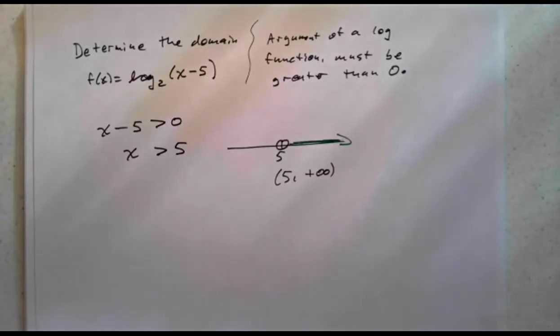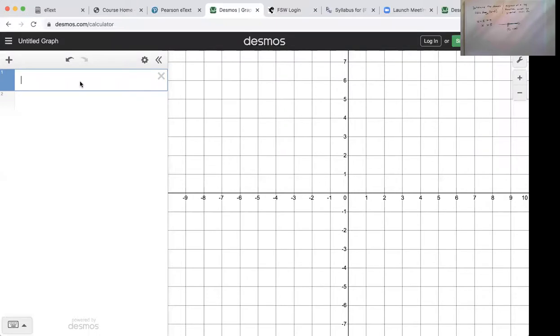Let's take a look at Desmos and see where Desmos goes with this. So I want to graph f of x equals log base 2. To get the base, to get a subscript, the underscore. So shift underscore after 0 to the left of plus, log base 2 of x minus 5. And let's take a look at that.